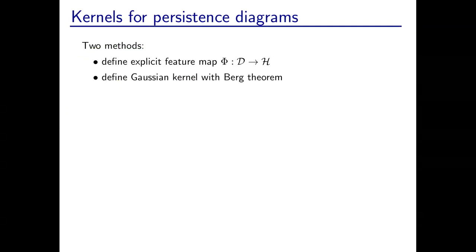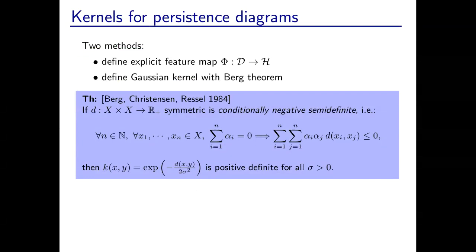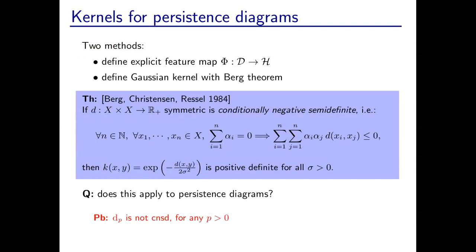And very briefly, the Berg theorem tells you that if you have some kind of metric or similarity function D on your space, which is CNSD, meaning conditionally negative semi-definite, then you know that the exponential of this D function is going to be a kernel. So you have an RKHS associated to it. And CNSD just means satisfying this inequality. Now, the problem is a little tricky for diagrams because the diagram distances are actually not CNSD, but we'll see how to cope with this.